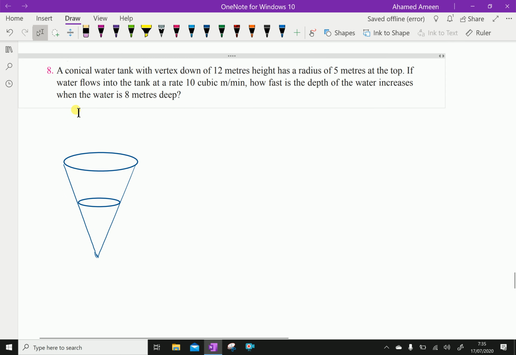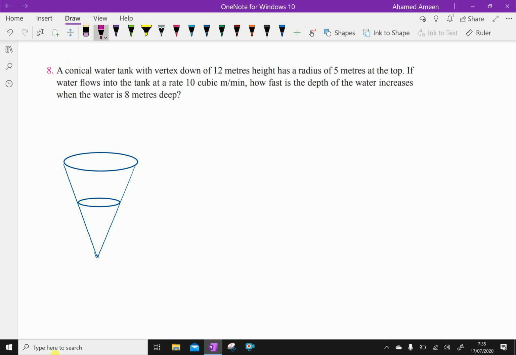A conical water tank with vertex down of 12 meters high has a radius of 5 meters at the top. If the water flows into the tank at a rate of 10 cubic meter per minute, how fast is the depth of the water increasing when water is 8 meters deep?